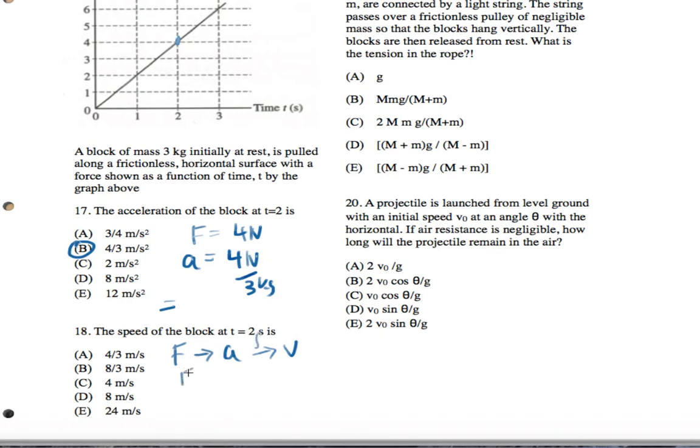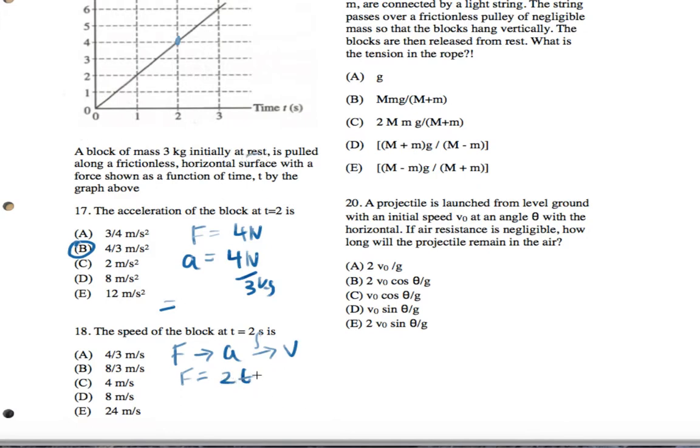So I know that the force is given by the equation 2t. I get that simply by looking at the graph and doing some algebra. I just kind of eyeballed it. I go over 1 up 2, over 1 up 2. So the slope is 2, so F equals 2t. And since I start at rest, I know the y-intercept is going to be 0.